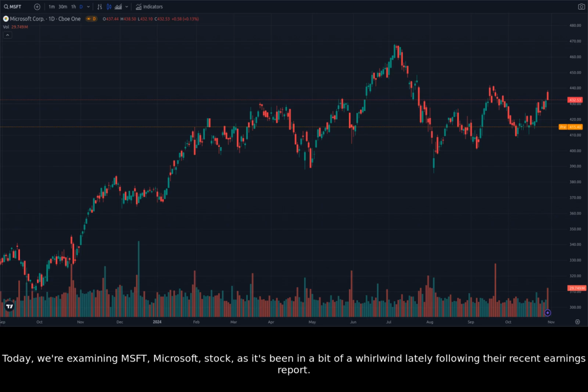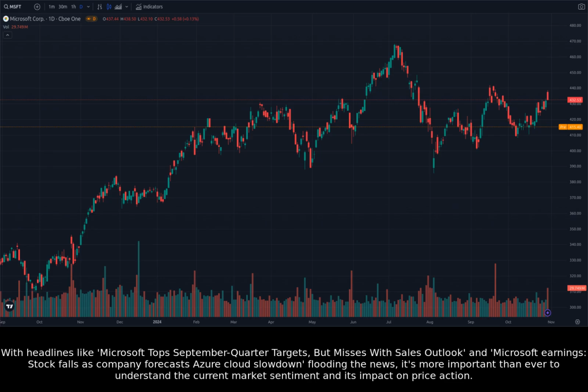Today, we're examining Microsoft stock, as it's been in a bit of a whirlwind lately following their recent earnings report. With headlines like, "Microsoft tops September quarter targets, but misses with sales outlook," and "Microsoft earnings, stock falls as company forecasts Azure cloud slowdown," flooding the news, it's more important than ever to understand the current market sentiment and its impact on price action.